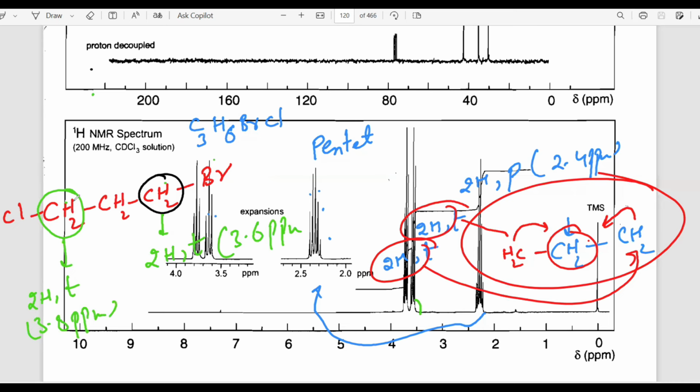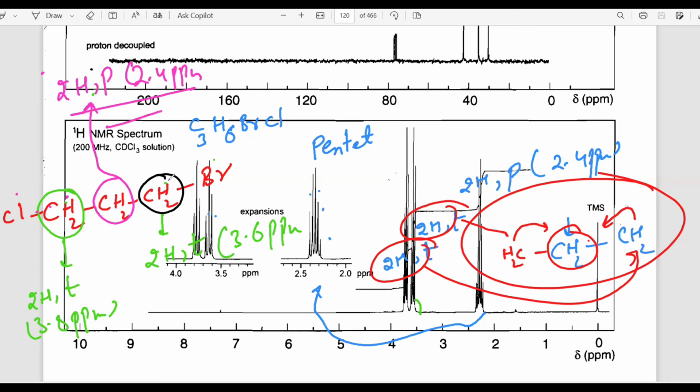The simple reason is that the electronegativity of chlorine is high as compared to bromine. Because the electronegativity of chlorine is high, it will withdraw more electron density from this carbon and these hydrogens, making these hydrogens de-shielded. When the hydrogens are de-shielded, definitely they will appear at higher chemical shift. While this CH2 will give you a pentet, a 2-proton pentet, and it is appearing in the range of 2.4 ppm.